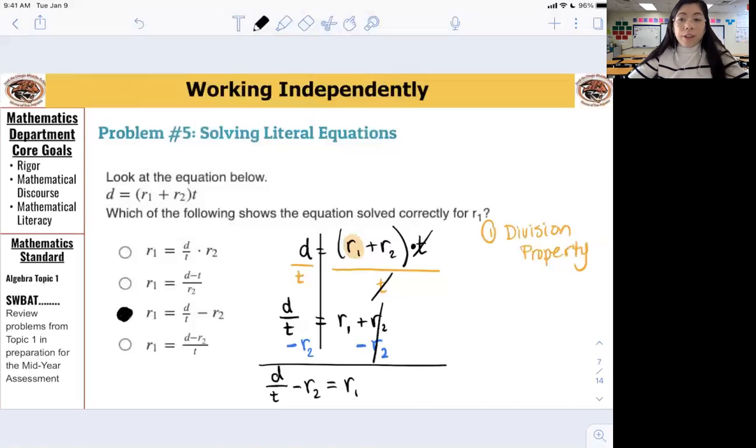Questions on this one? This one was tricky. I mean, literal equations are always tricky. You're only going to see one in your whole mid-year assessment. So if this is the one thing that you're a little bit confused about, there's only one question on it. It's multiple choice. If you're stuck on it, that is totally okay. It's just one problem. Any other questions on this one though?